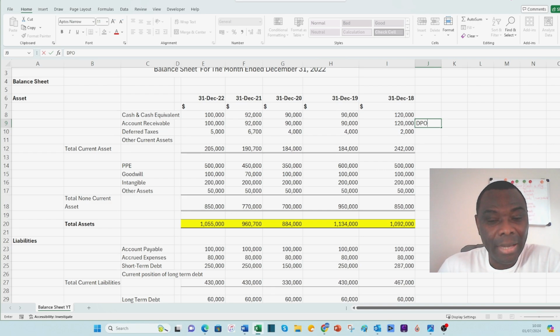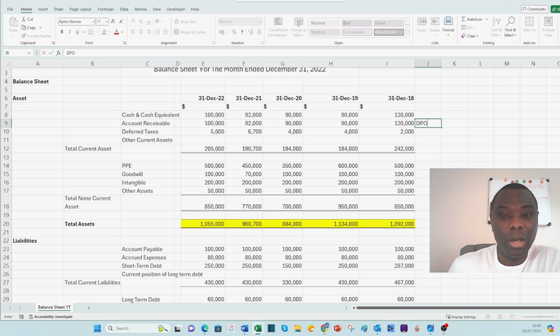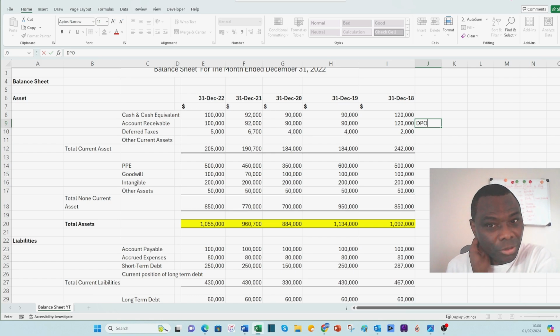You want to hire, or you want to push your account receivable team in-house to begin to collect the money from your customers. You want to look at 30 days, 60 days, 120 days, 180 days, 360 days, and so on and so forth.